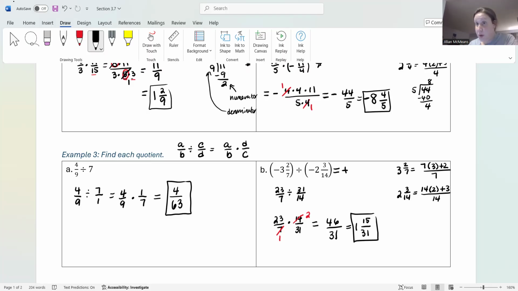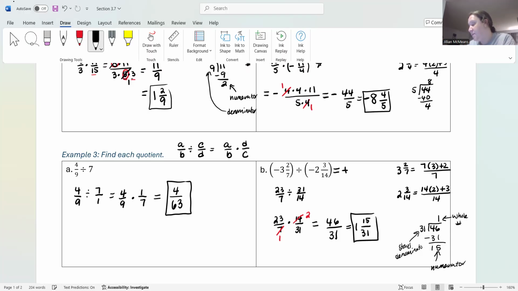Now, if you need to see the work to convert this back to a mixed number, you would take the numerator and divide it by the denominator. 31 will go into 46 one whole time. We would then take 1 times 31 and subtract it. And then when we subtract, we get 6 minus 1 is 5, 4 minus 3 is 1. So we get the whole number, the numerator, and then this just stays the denominator.